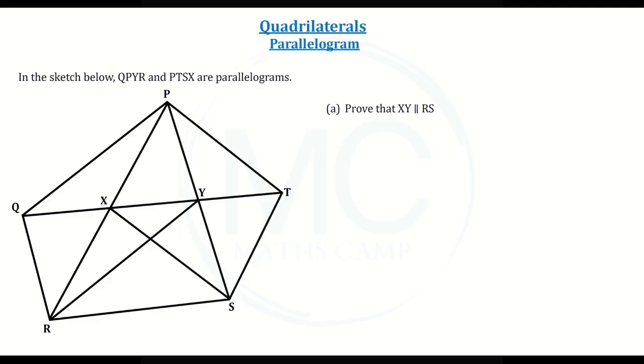Now, diagrams like this can seem very complicated and extremely confusing. This is a perfect example of why it is always a good idea to draw on your graph, as it gives you a better idea of what you're working with. The question tells us that QPYR is a parallelogram, so let's make it blue. It also tells us that PTSX is a parallelogram, so let's make this parallelogram purple. Part A asks us to prove that XY, let's make it red, is parallel to RS, so let's make this line red as well.